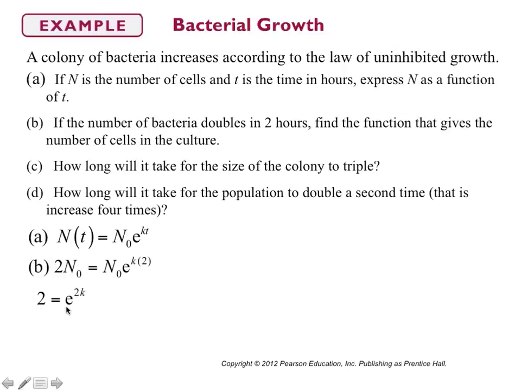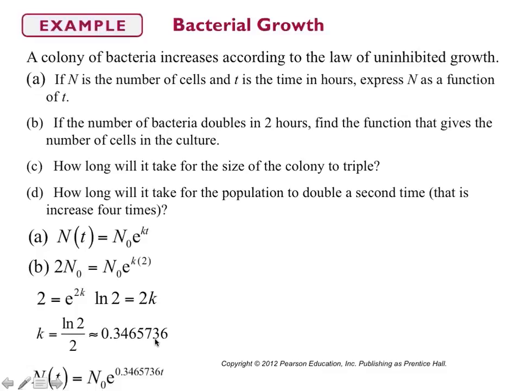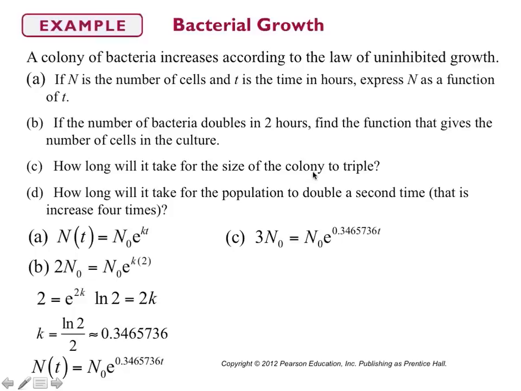So we have 2 equals e to the 2k. And now that we have e by itself, we can take natural log of both sides. So we have ln of 2 equals 2k, and then we divide by 2. So we get our growth rate of k equals ln of 2 over 2, which is approximately equal to 0.3465736. So our function would be n of t equals n naught, which is our initial amount, times e to this power times time.